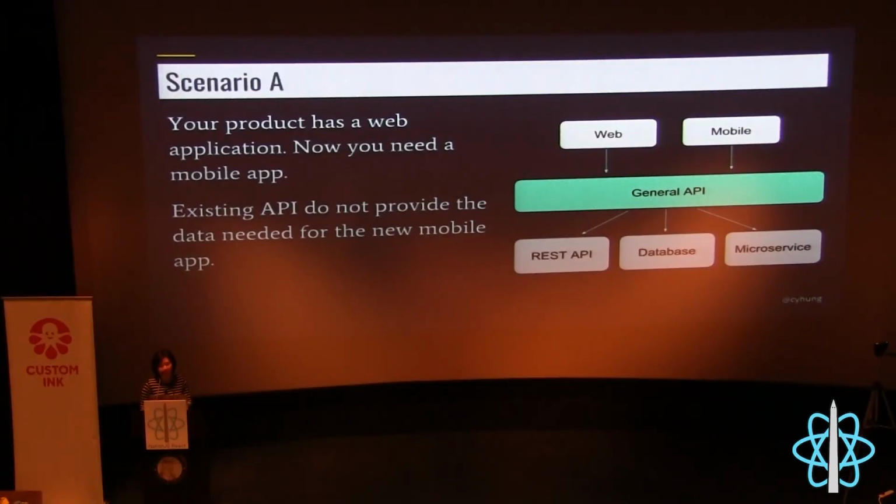And it could be very fragile because there are too many touch points. Also, you could really overload the general API. Now it's serving multiple mobile clients. And what happens if your mobile now needs like 3 different clients?